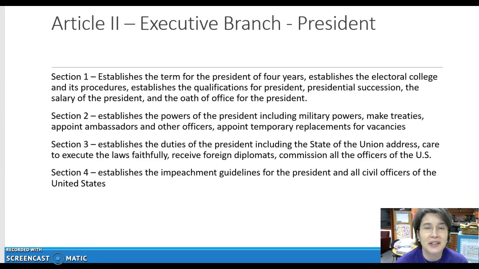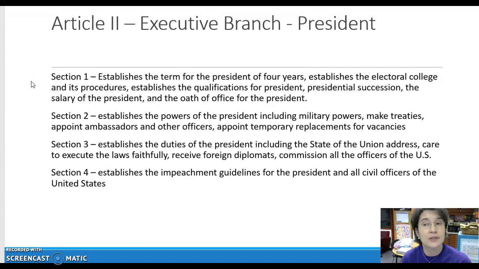We're going to take a look at Article 2, which deals with the executive branch. Typically, when we think of the executive branch, we think of the president. It is the law enforcement branch of our government. Section 1 establishes the term for the president at 4 years. It also establishes the electoral college, which is the way by which the president is elected. Establishes the qualifications for president and presidential succession.